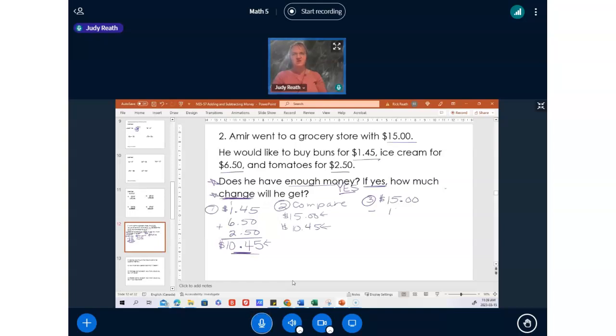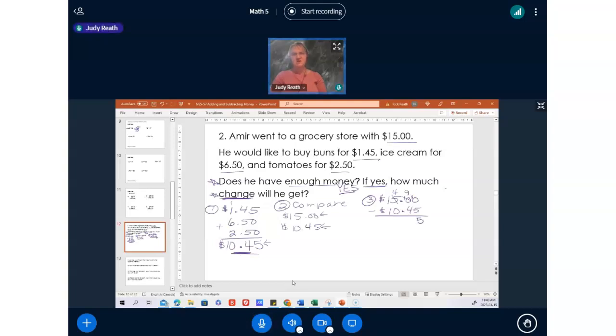Subtract the $10.45 to find how much change he will get. And we have to borrow for this. But we can do that, right? Borrow from there, move it over to here. Oh, we still need to borrow again, so leave 9 there, and this becomes 10. Because if we switch 1 dime for 10 pennies, then we leave 9 dimes there, and we have 10 pennies here to now subtract 5 pennies from.